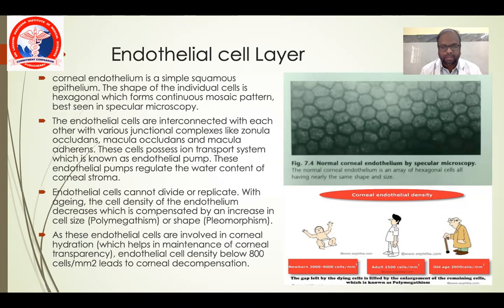The endothelial cells keep the cornea in a dehydrated state, maintaining the corneal hydration, which is responsible for the transparency of the cornea. So what happens when the endothelial cell count falls below 800 cells per millimeter square? That is when the cornea cannot be compensated, and there is a corneal decompensation. That is, the cornea becomes cloudy. During trauma, or during any surgical procedures like a complicated cataract surgery or other invasive procedures, when there is damage to the endothelial cells, they cannot regenerate, and the corneal transparency is lost, thereby the cornea gets decompensated.